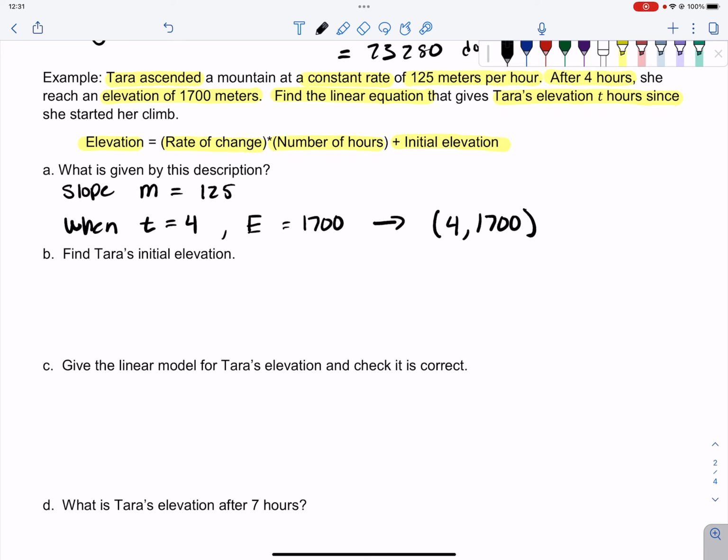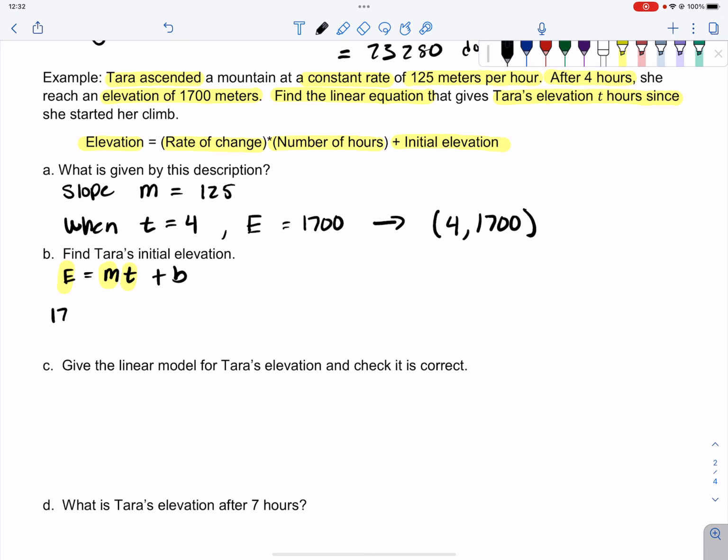What we don't have from this information is her initial height. That is something that we need to calculate to be able to find. So we want the equation, her elevation, is equal to m times t, the number of hours, plus b. Well, we have what m is. We know m is 125, and we also have a value that we can put in for t and E, that when t is 4, E is 1,700. And that's what we can then use to evaluate what her initial elevation is.